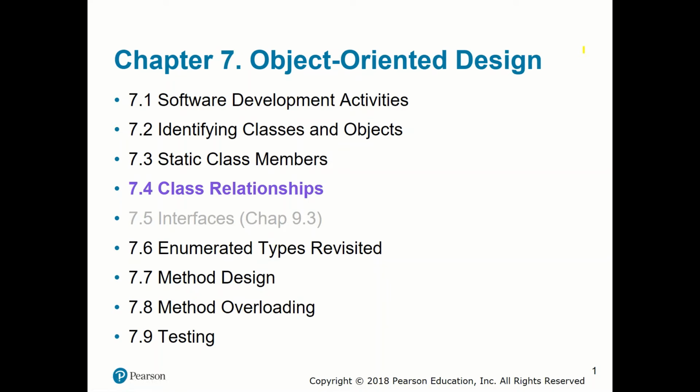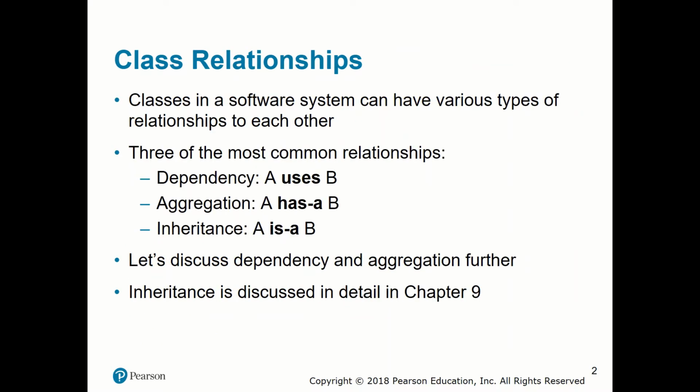Now, section 7.4, class relationships. I'll also explain the this keyword here. Classes in a software system can have various types of relationships to each other.